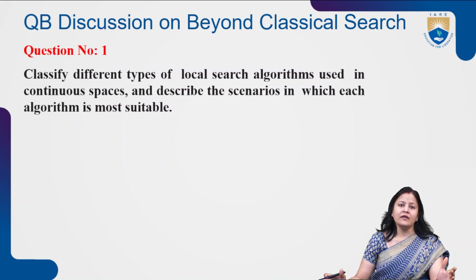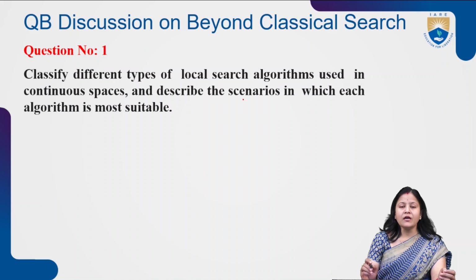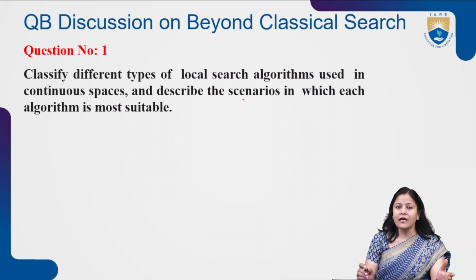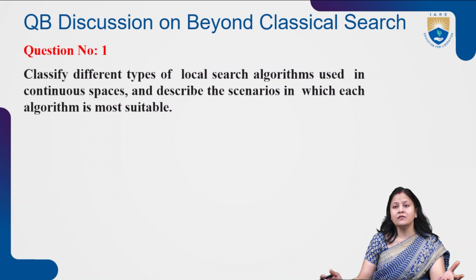The question given is, classify different types of local search algorithms used in continuous spaces and describe the scenarios in which each algorithm is most suitable. First of all, we should know the meaning of local search algorithm. A local search algorithm is not like our informed search or uninformed search. It is used to find the optimal solution using different types of methods. That is called local search.